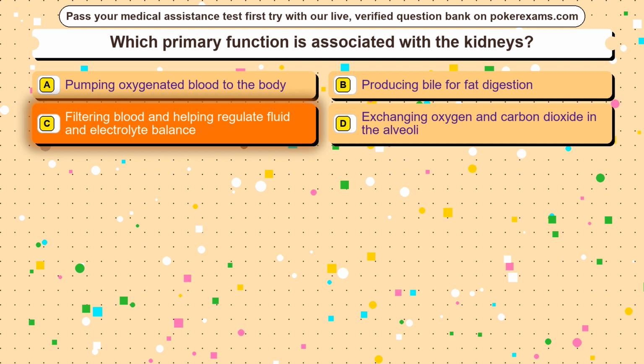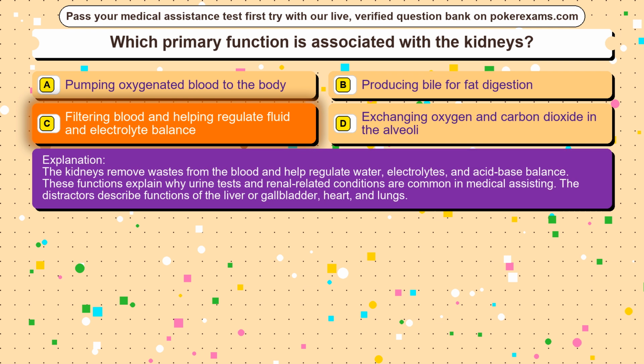The correct answer is option C, filtering blood and helping regulate fluid and electrolyte balance. The kidneys remove wastes from the blood and help regulate water, electrolytes, and acid-base balance. These functions explain why urine tests and renal-related conditions are common in medical assisting. The distractors describe functions of the liver or gallbladder, heart, and lungs.